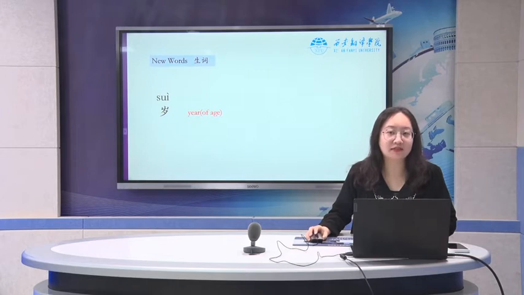And how to ask the age of one person? We use this word, 岁. 岁 means age, the year of age. You can say this number plus 岁, and we have the age. So you can say 1岁. 1岁 means 1 year old.